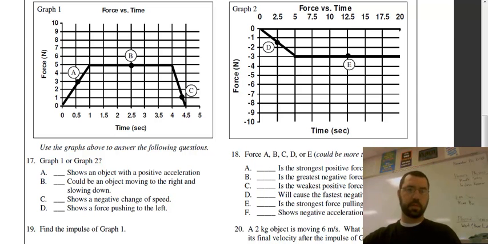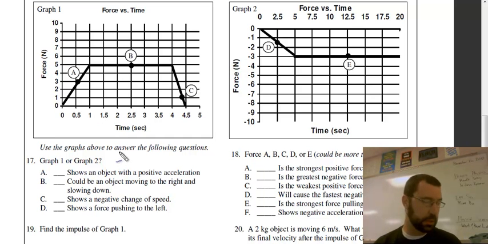Okay, so for our last few problems here, we're looking at problems 17 through 20. And so let's start with 17 here. It says graph 1 or graph 2. So basically we're going to be looking at this graph, seeing if that is being described by the words down here or if it's graph 2.